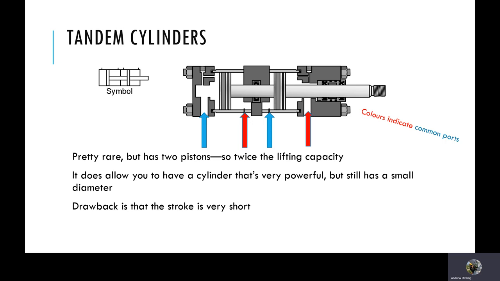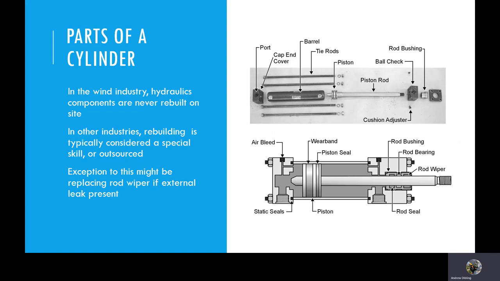A lot of pancake jacks or low profile jacks are used this way to lift very, very heavy loads, but not very far. So a cylinder is a movable device. As a result, it's going to wear, and it has a lot of parts, and most of these parts are serviceable. If we're looking at it from the top, we have an exploded view, and on the bottom, we have a view where it's all put together.